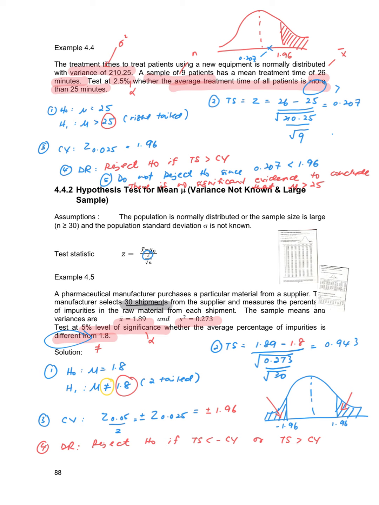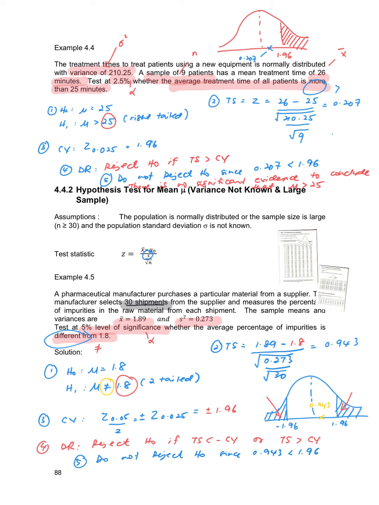So look at the region. So kita dapat value test statistik kita adalah 0.943. Let's say the value is here, 0.943. Does not fall in the rejection region. Okay, maksudnya value dia tak jatuh dekat dalam rejection region kita. Maksudnya value our test statistic does not greater than 1.96, then we do not reject the null hypothesis. So our step number 5, do not reject H0 since 0.943 less than 1.96.